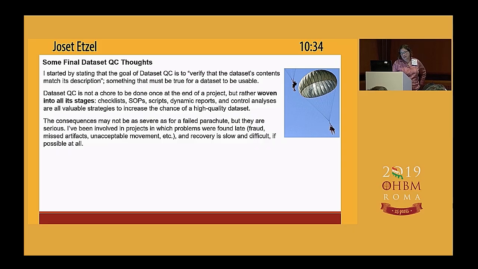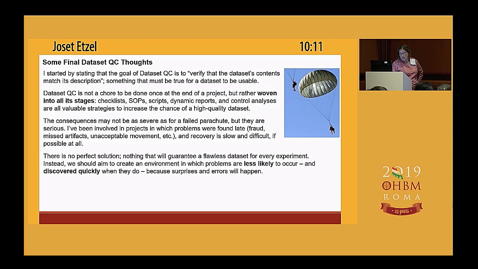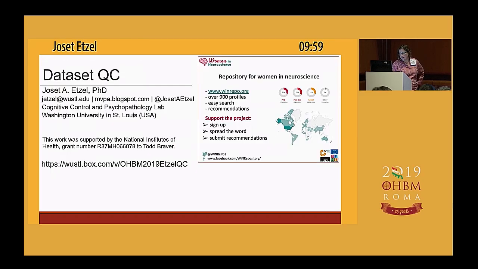I've been in projects that have been derailed because the errors were found late. In one case, it was fraud. Another case, there was unacceptable movement, really bad artifacts. This kind of stuff has happened. I would imagine a lot of you have been involved in projects where years of data collection were just tossed because it wasn't usable. And even if you can try to pull something out, it can be really hard. And there's no perfect solution, nothing that's going to guarantee a flawless data set, but we want to do this environment to try to minimize errors and catch them quickly. So that's it.